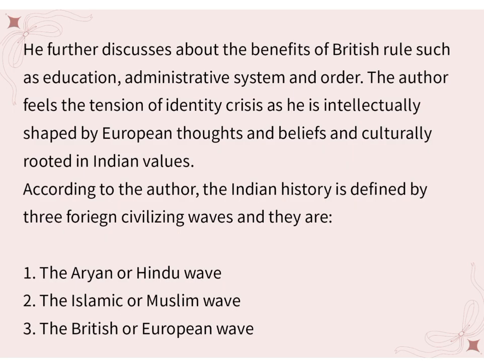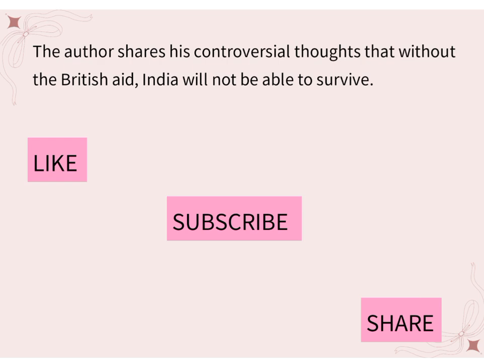He further discusses the benefits of British rule such as education, administrative system and order. The author feels the tension of identity crisis as he is intellectually shaped by European thoughts and beliefs and culturally rooted in Indian values. According to the author, the Indian history is defined by three foreign civilizing waves, and they are the Aryan or Hindu wave, the Islamic or Muslim wave, and the British or European wave. The author shares his controversial thoughts that without the British aid, India will not be able to survive.